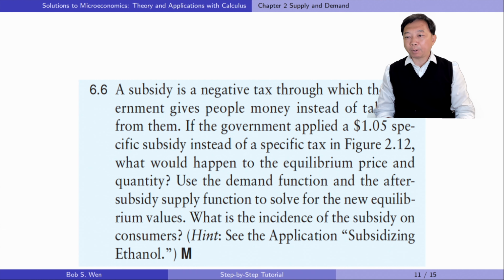Let's go to exercise 6.6. A subsidy is a negative tax through which the government gives people money instead of taking it from them. If the government applied a $1.05 specific subsidy instead of a specific tax in figure 2.12, what would happen to the equilibrium price and quantity? Use the demand function and the after-subsidy supply function to solve for the new equilibrium values. What is the incidence of the subsidy on consumers?